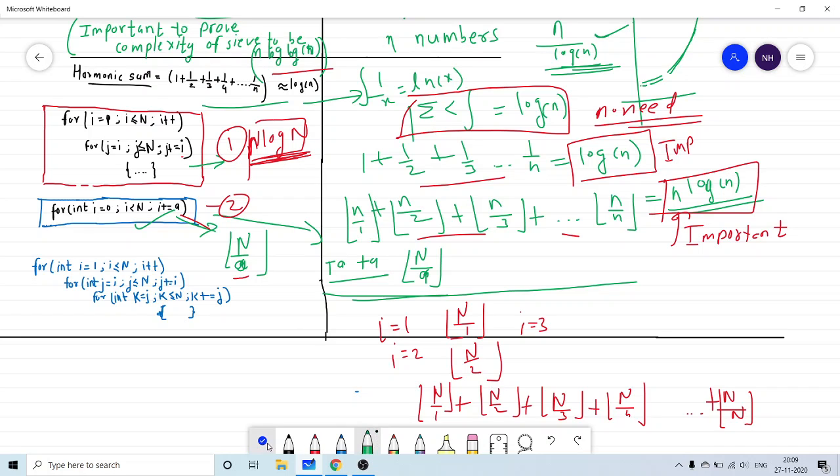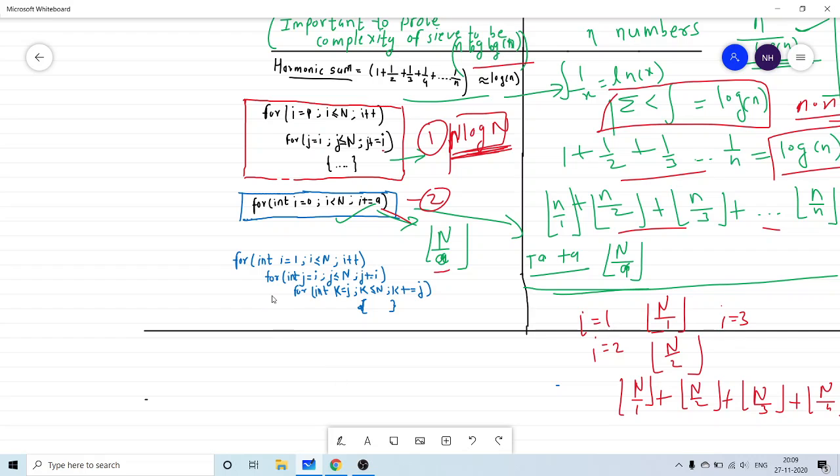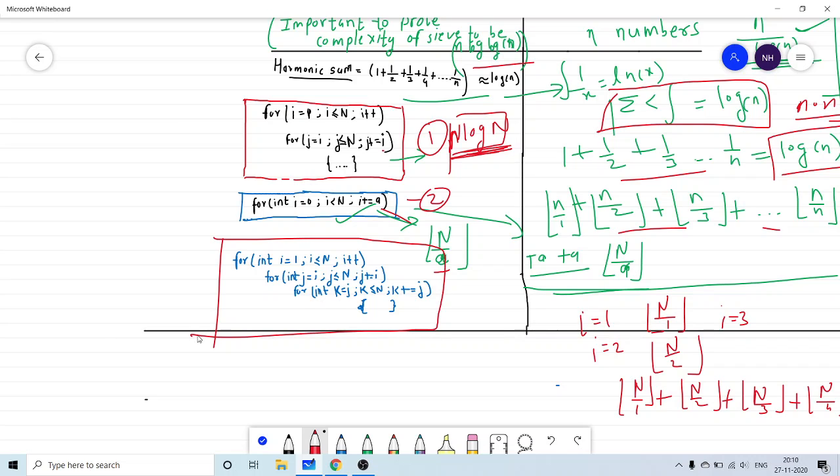Now I am asking you guys, what will be the complexity of this? There are 3 nested for loops, right? So what will be the complexity of this? We could do the same analysis, but let's say pause the video and think about what this complexity will be. Okay, so I will start explaining how we will calculate the complexity.